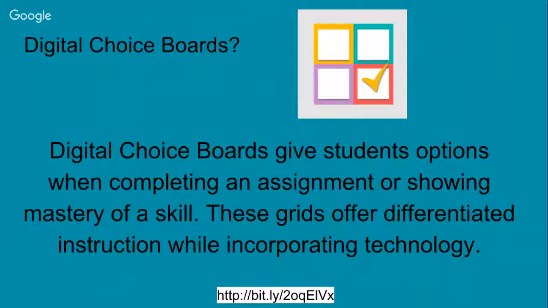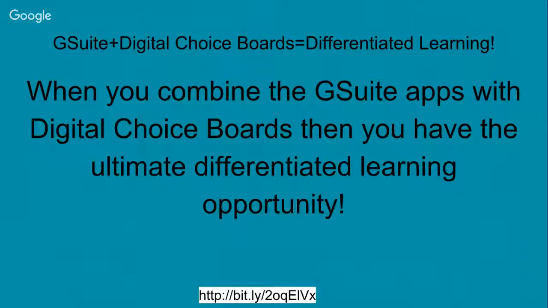And then you're going to hear me talk about digital choice boards. Digital choice boards give students options when completing an assignment or showing mastery of a skill. These grids offer differentiated instruction while incorporating technology. So if we take G Suite and we add those digital choice boards to it, that gets us differentiated learning. You have an ultimate differentiated learning opportunity when you combine these two.